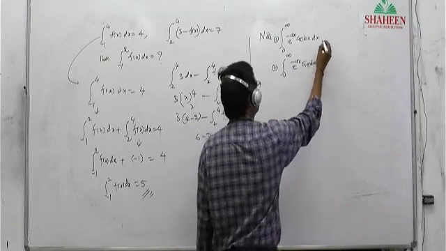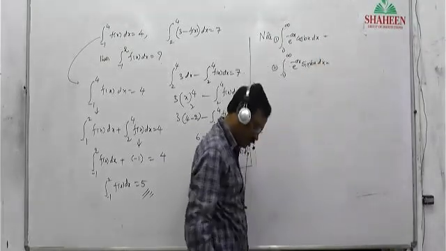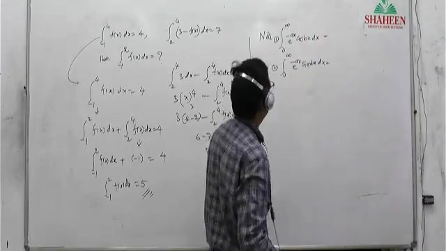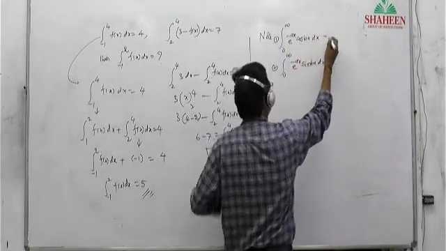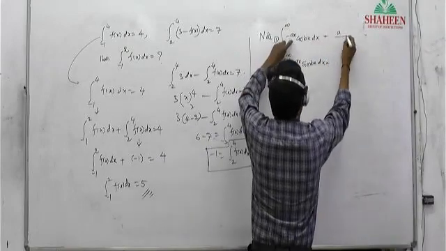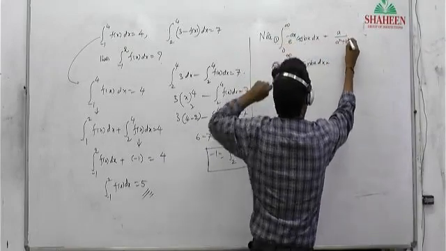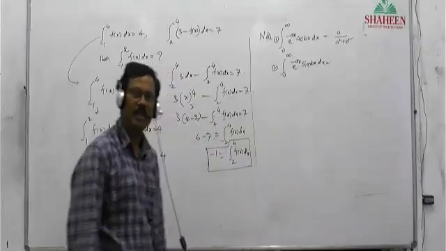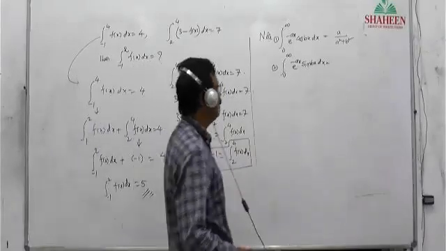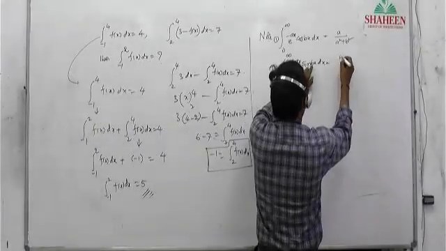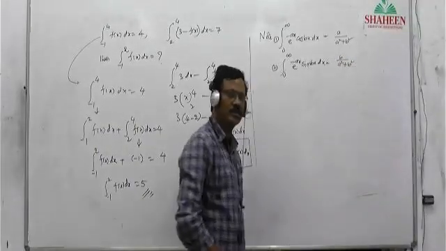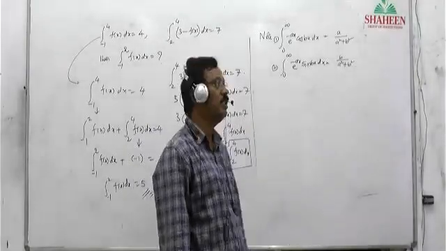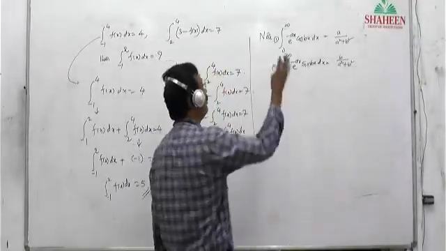What about these two integrals? Now see here: the integral from 0 to infinity of e power minus x cos bx dx is a by a square plus b square. And what about this integral? It is b by a square plus b square. These are the two integrals. Let us see how we got this one.